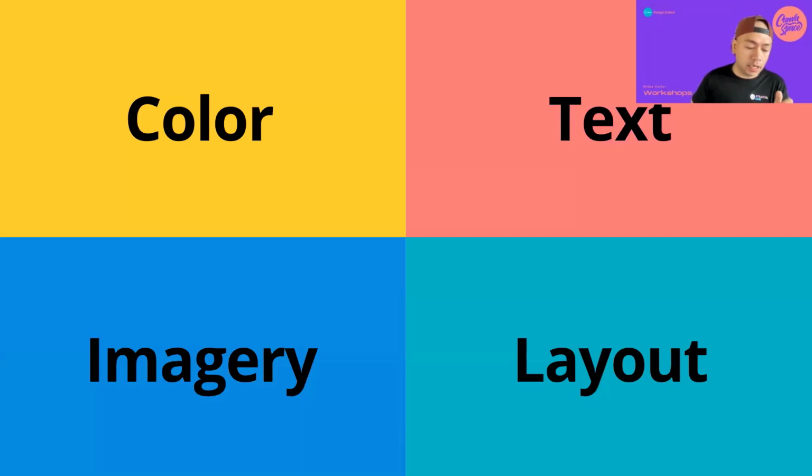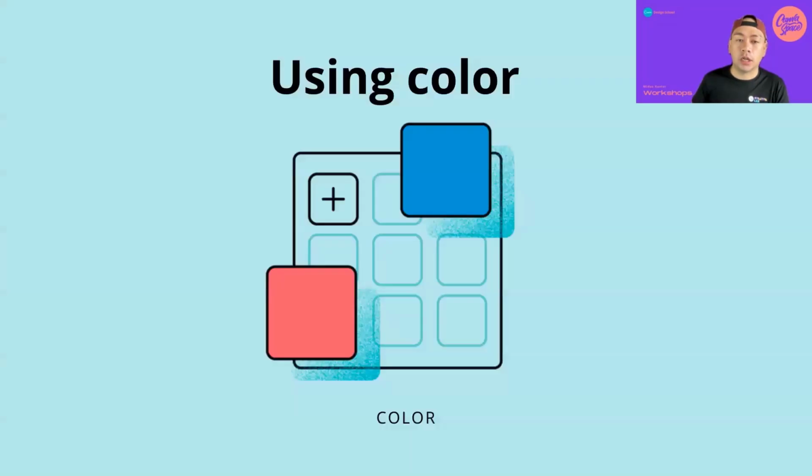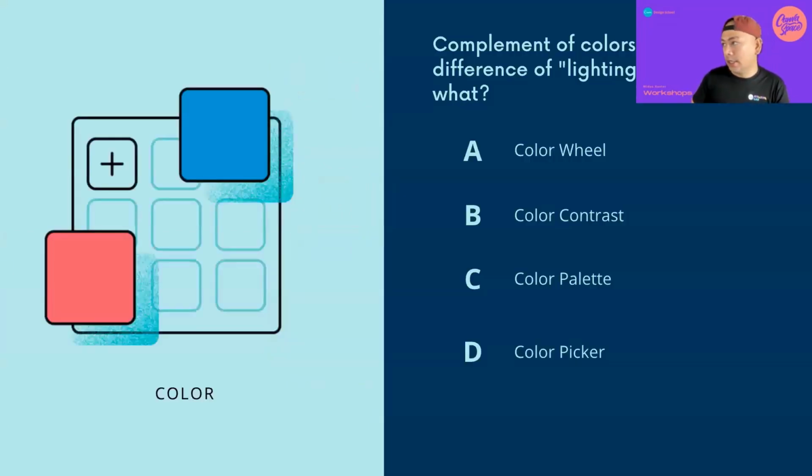And then in creating a design, there are 4 factors that you need to consider. First, we have color, we have text, we have imagery, and we have layout. Now let's start with color. We're gonna do a little activity here. You can type in your answer on the chat. So if you know the answer, again, type it in on the chat.